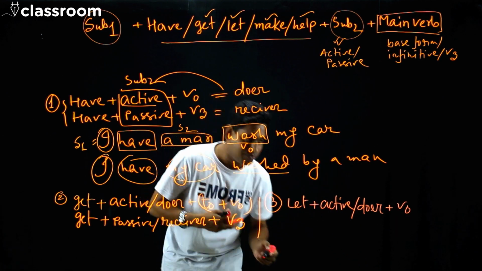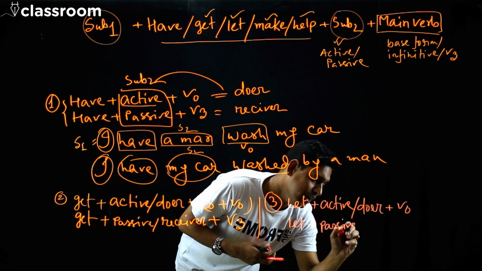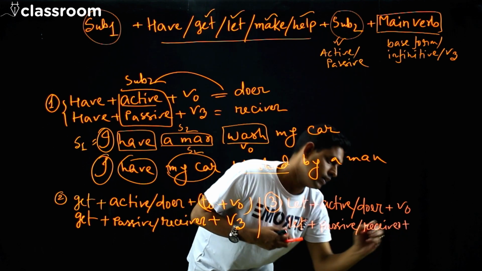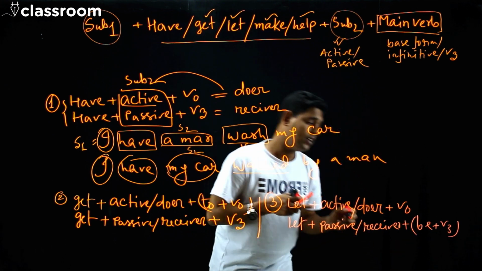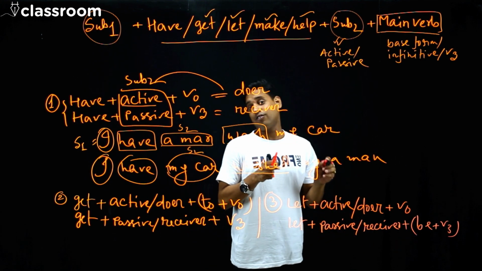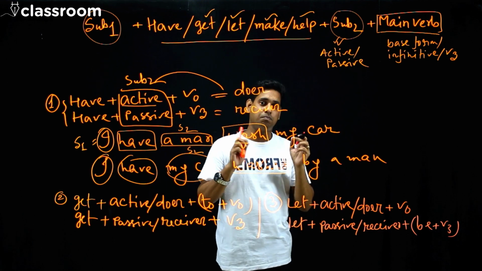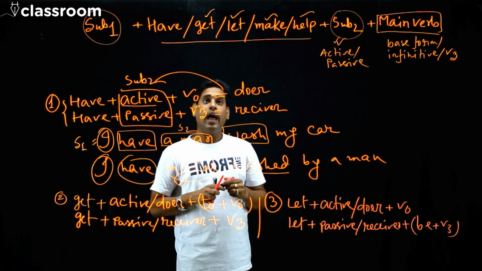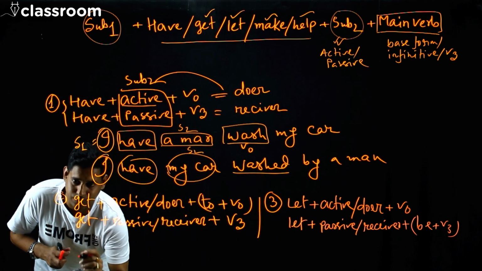But if it is in a passive format, you can define this as a receiver, then the verb should be be plus verb 3 format. That is, you have to use the past participle form of the verb, but before that you need to bring the be. Just be, not am, just be. Be done, be gone.